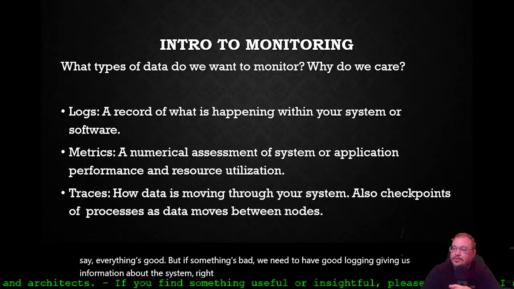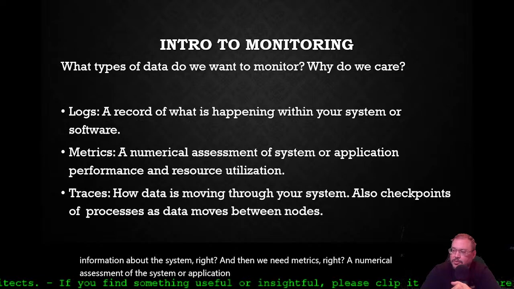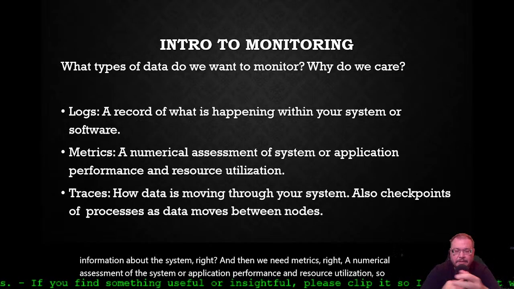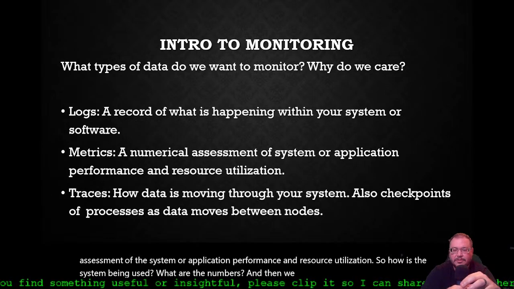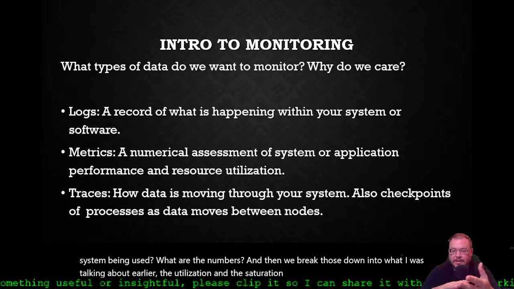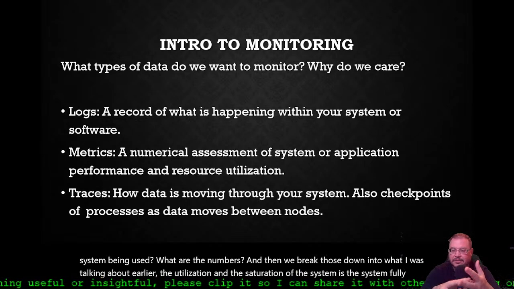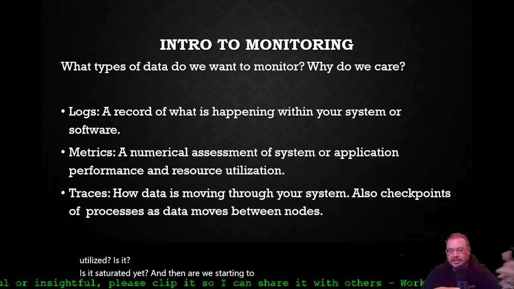And then we need metrics, right? A numerical assessment of the system or application performance and resource utilization. So how is the system being used? What are the numbers? Then we break those down into what I was talking about earlier, the utilization and the saturation of the system. Is the system fully utilized? Is it saturated yet? Are we starting to get queuing and then seeing timeout errors and those kinds of things?